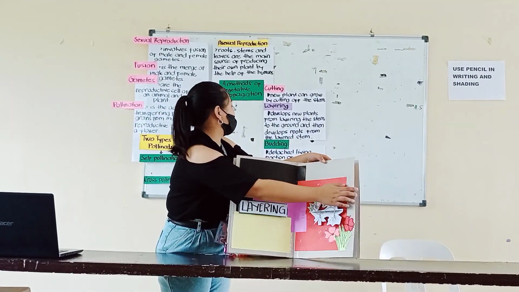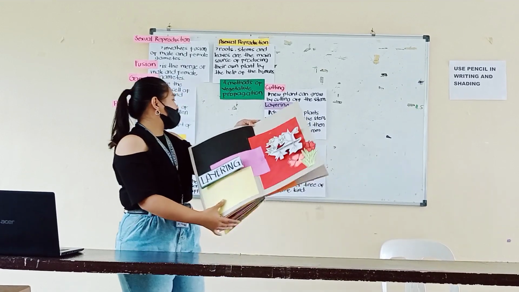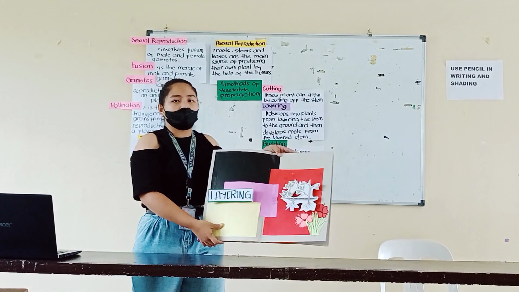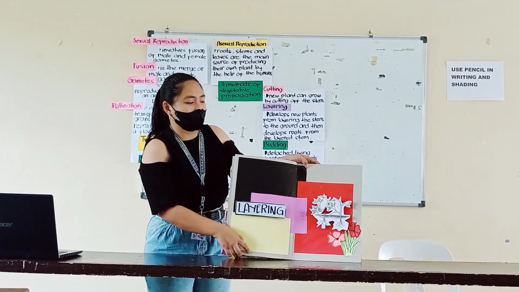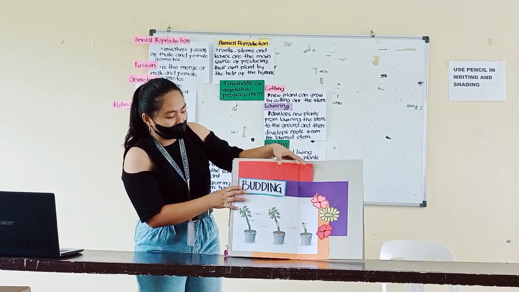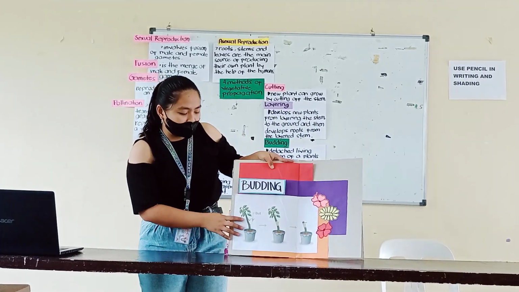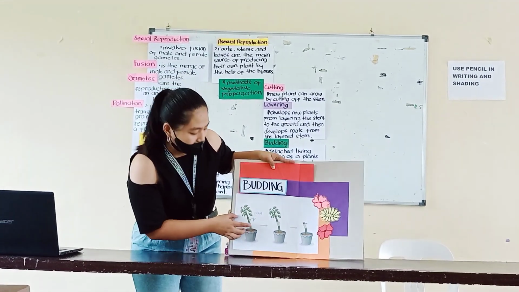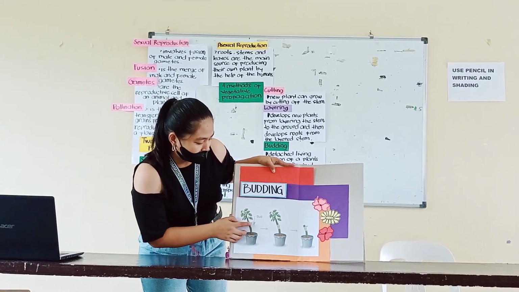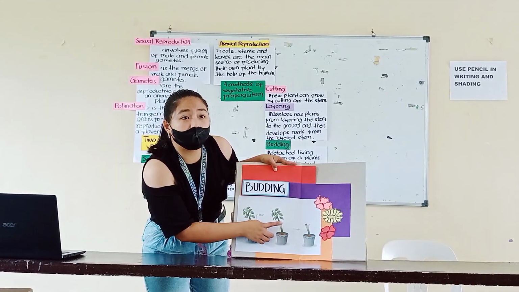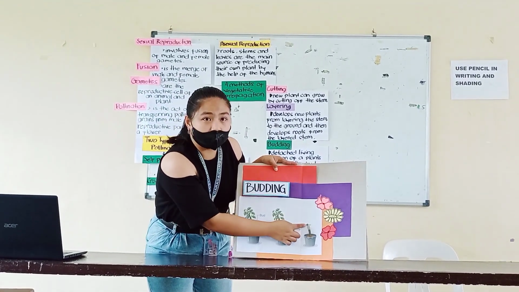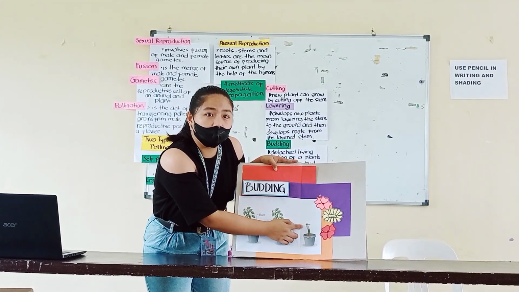The next one is budding. Budding uses a detached living portion of a plant, which is the bud. This is what budding looks like. Say for example, this is our plant, and we cut this part, which is the bud, and then we put it into another plant of the same kind. So this is what budding looks like.